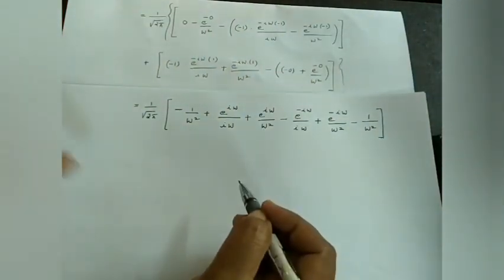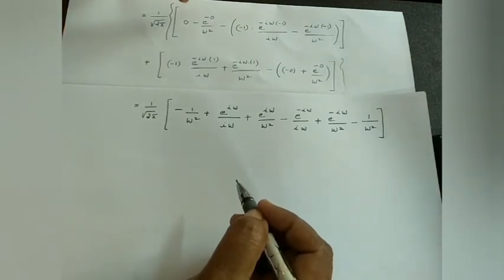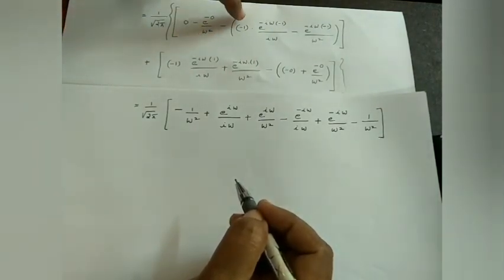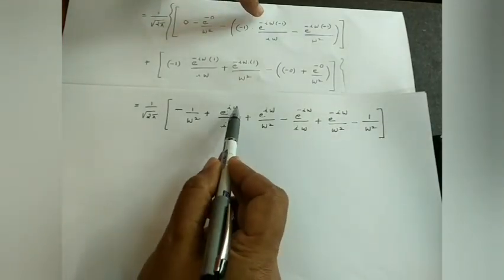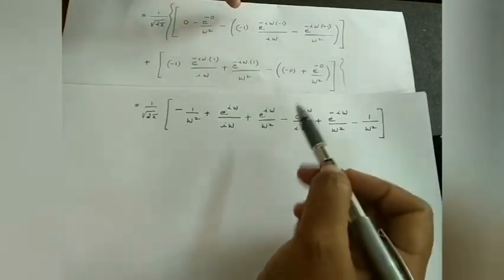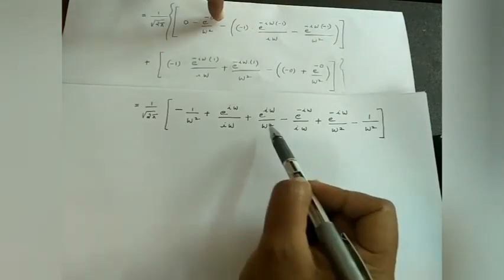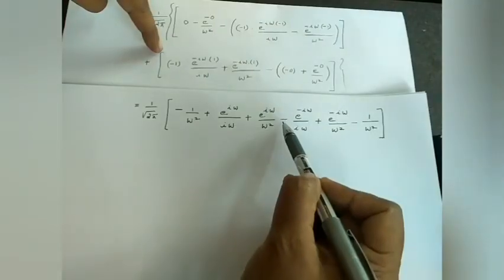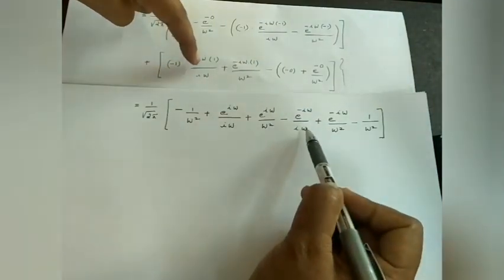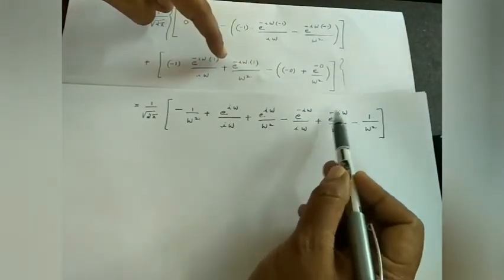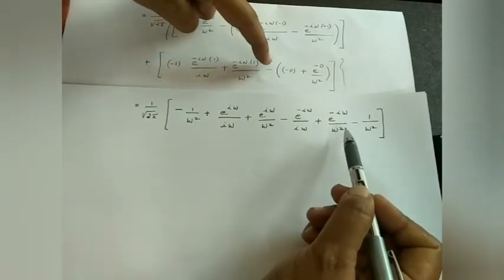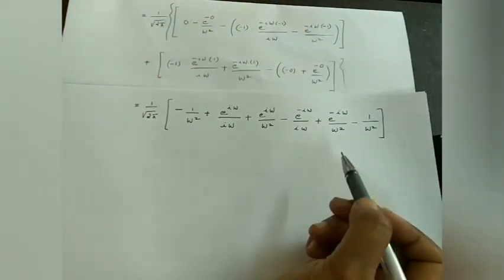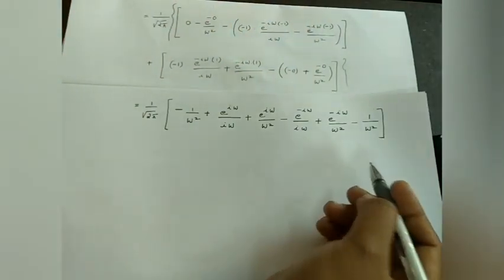Now rechecking in this case. Minus 1 by omega square, then minus into minus 1, that is plus e raised to I omega by I omega, then minus into minus, plus e raised to I omega by omega square, then minus e raised to minus I omega by I omega, plus e raised to minus I omega by omega square, then minus 1 by omega square. Therefore, it is correct.